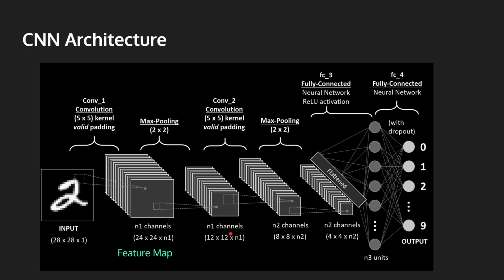Well, I noticed that the dimension reduces while the depth increases, right? So you see that this one's getting longer and longer while the dimension is reducing, right? 24 by 24 to 12 by 12 to 8 by 8 to 4 by 4, right? So that's an important observation. I will explain what this means later on.